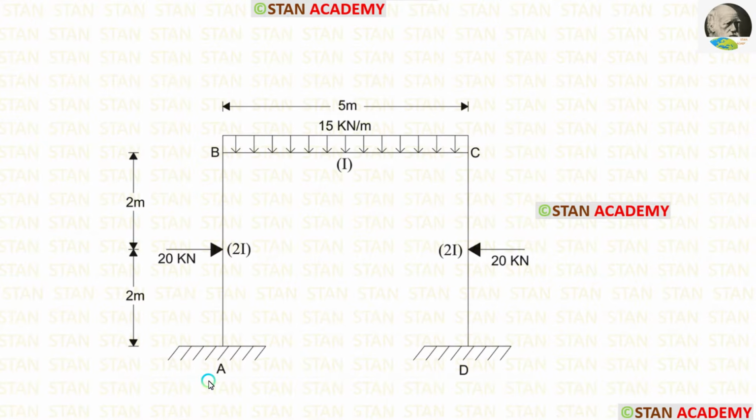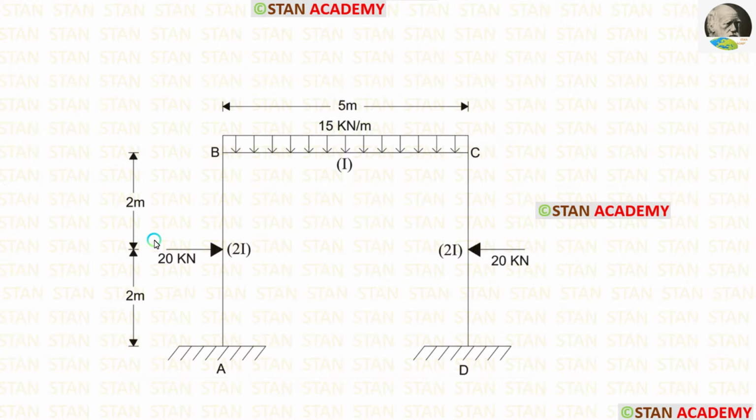In this frame, there are two columns, column AB and column DC, and there is a beam BC. This frame is symmetrical in the dimensions. Also, the loading is symmetrical. So, this is a non-sway type frame.